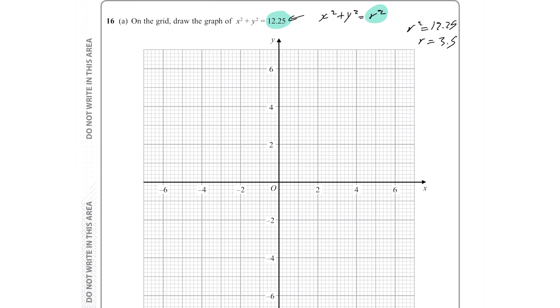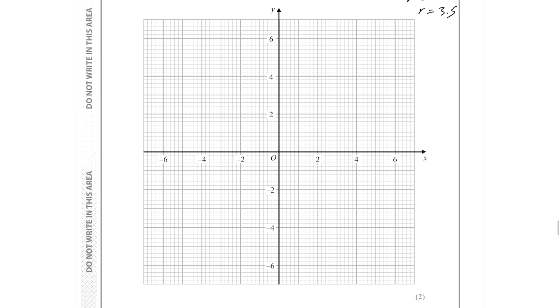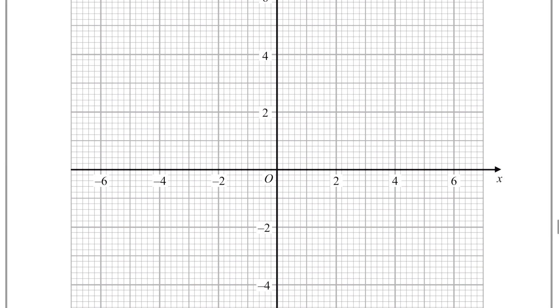So if I go onto my graph and plot on the points for this, if I just scroll up a little bit, so 3.5 is going to be somewhere, actually if I zoom in for this one, because I'll have to be accurate. So 3.5 in the y-axis is going to be there, and then in the x-axis it's going to be there, and then in the negative x-axis it's going to be there, and then in the negative y-axis it's going to be there.